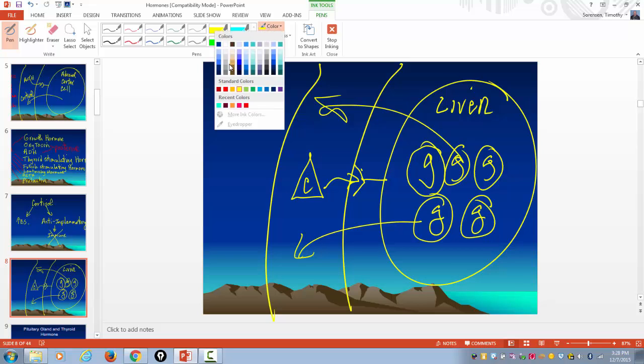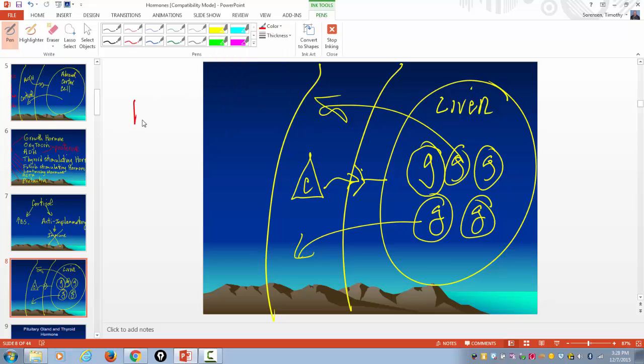So one of the functions of cortisol is to increase glycogen breakdown to glucose. That's one. Number two.